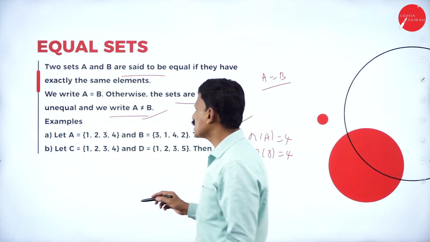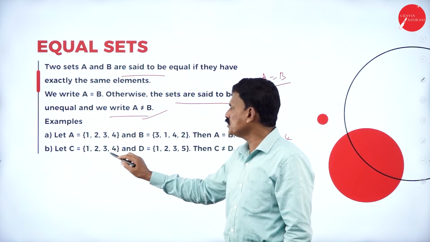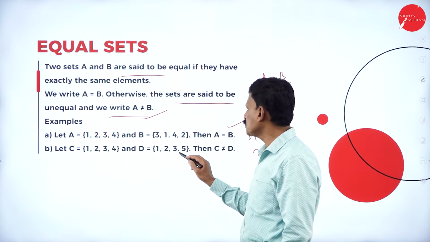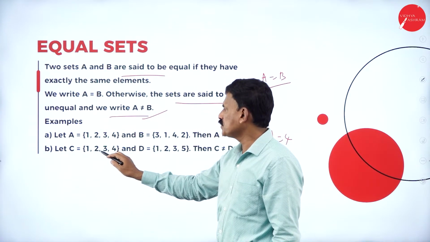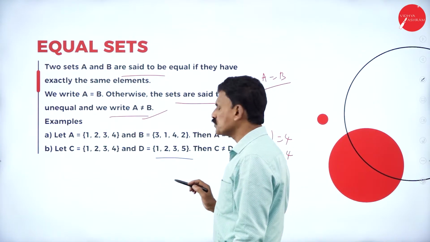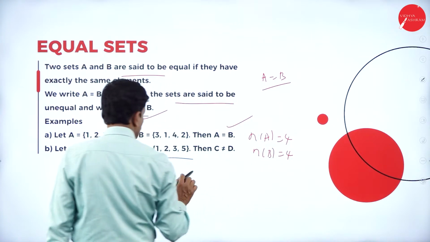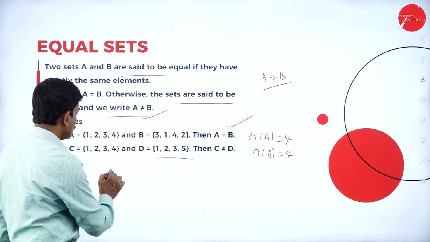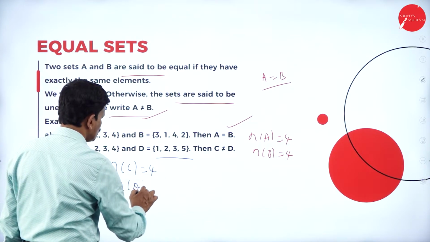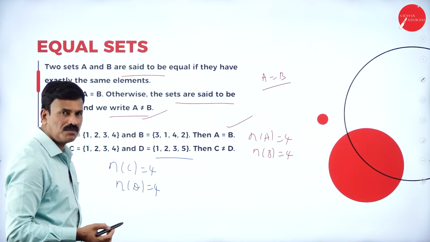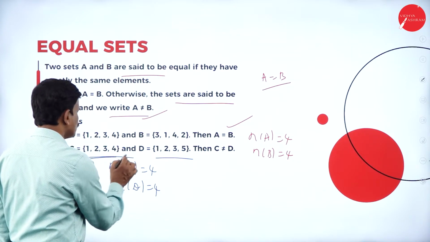Let us take one more example. Let C = {1, 2, 3, 4} and D = {1, 2, 3, 4, 5}. Let us take another example. Let C = {1, 2, 3, 4} and D = {1, 2, 3, 5}. So here C is not equal to D. The number of elements in C is 4 and the number of elements in D is also 4. The number of elements is the same, but the elements are not the same.